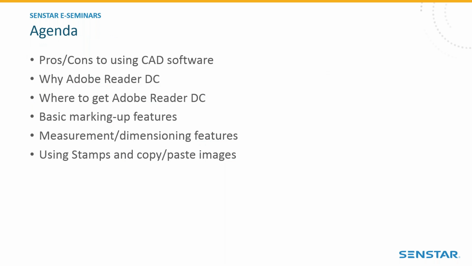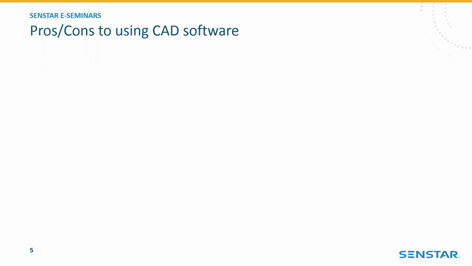From an agenda perspective, we're going to touch on pros and cons of using CAD software. We're going to look at why Adobe Reader is a great choice to use, and of course, where do I get this Adobe Reader? Then we'll look at some of the basic markup features that this program provides, as well as measurement and dimension features, and then using stamps and copy-paste images into that drawing so that it looks as professional as can be, adding more value for yourself as well as to your customers or colleagues that are referring to this particular document.